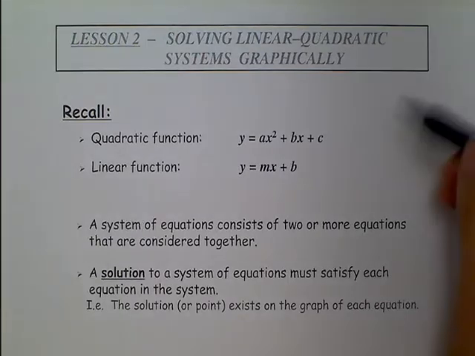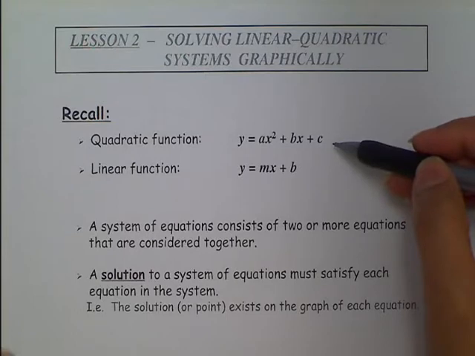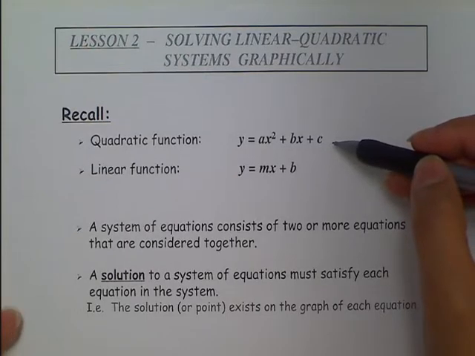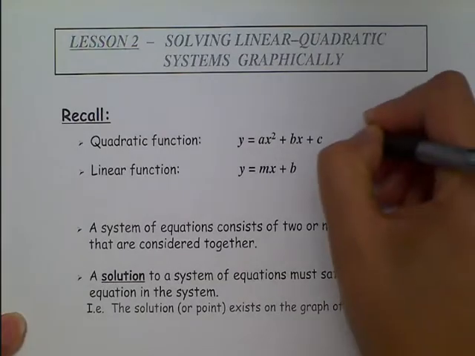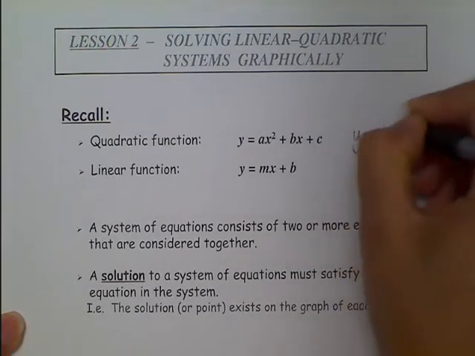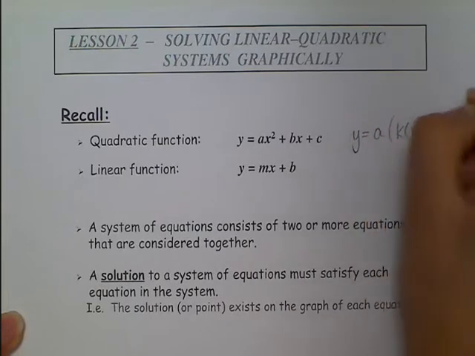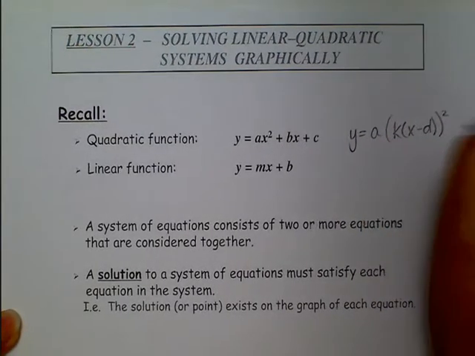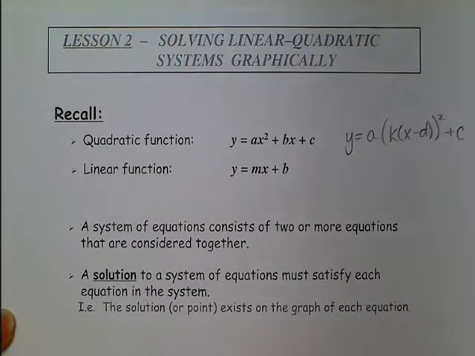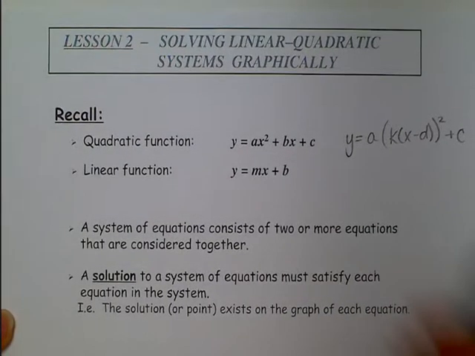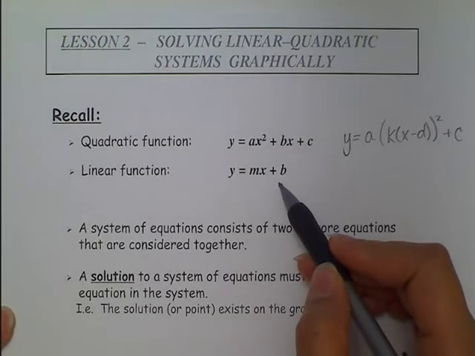So just a reminder of what a quadratic function looks like. It looks like y equals ax squared plus bx plus c, and this is when the function is in standard form. If it is in vertex form, you may see it as y equals a(x minus d) squared plus c. Okay, so you may also see it in vertex form. Then you have a linear function, which usually you will see in slope-intercept form, and that's y equals mx plus b.